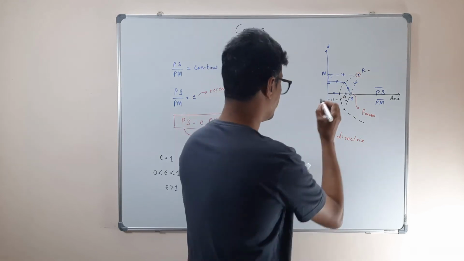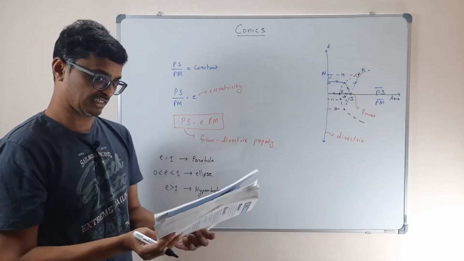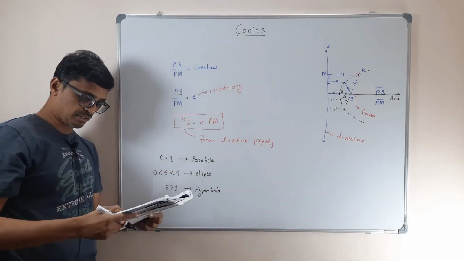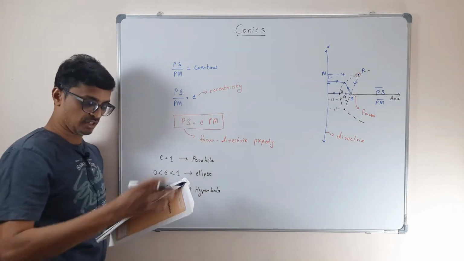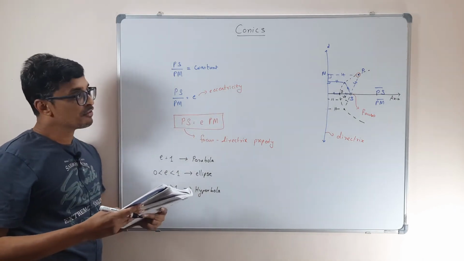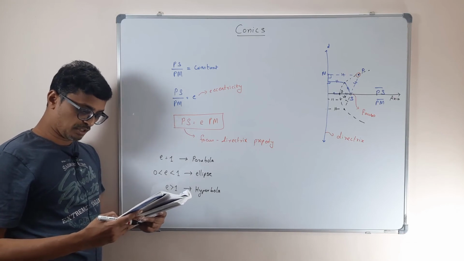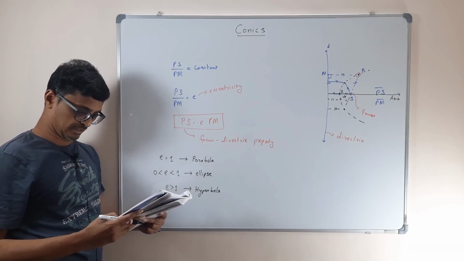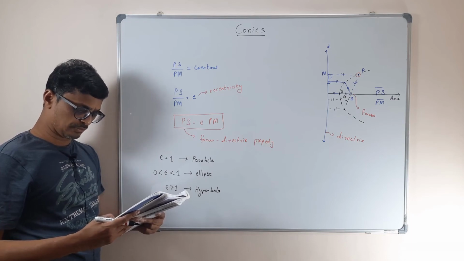Let us call it O. That is called your vertex. The point of intersection of a conic section with its axis of symmetry is called your vertex. Focal distance: the distance of a point on a conic section from the focus is called the focal distance of the point.